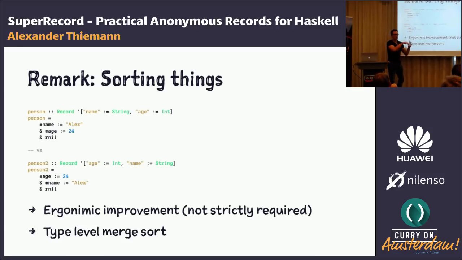If you're only arguing about things structurally, that's totally fine. But if somewhere in your code you have explicit type annotations like this, then these types won't match up. So that's kind of annoying. So what we did here, it's just an ergonomic improvement, it's not strictly required, we will sort the fields. On construction, we have a type level merge sort implemented that will sort the things so that they will always be in the right order. This is not strictly required, but it makes construction nice. So these two in the real SuperRecord library would actually have this type here, right? Because age comes before name.